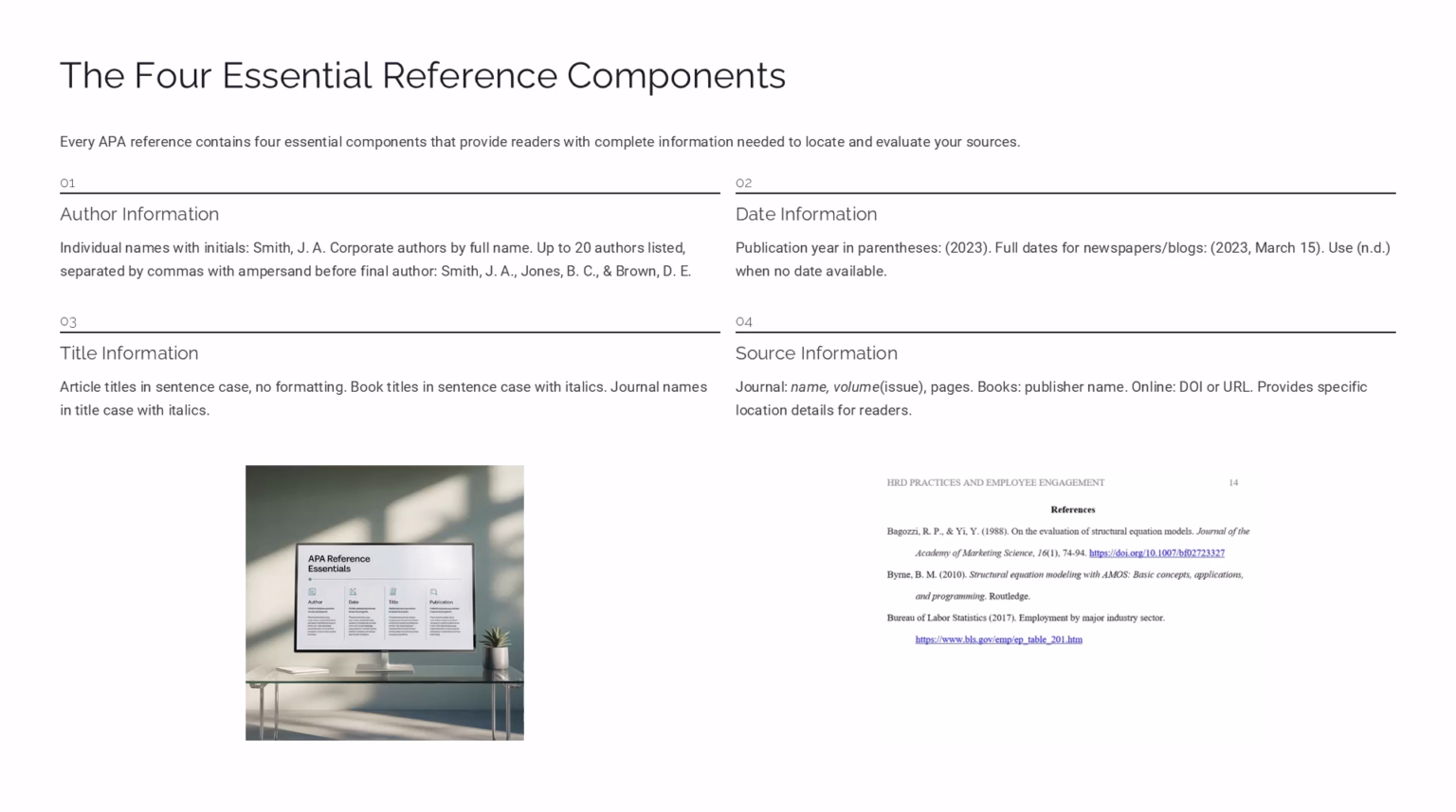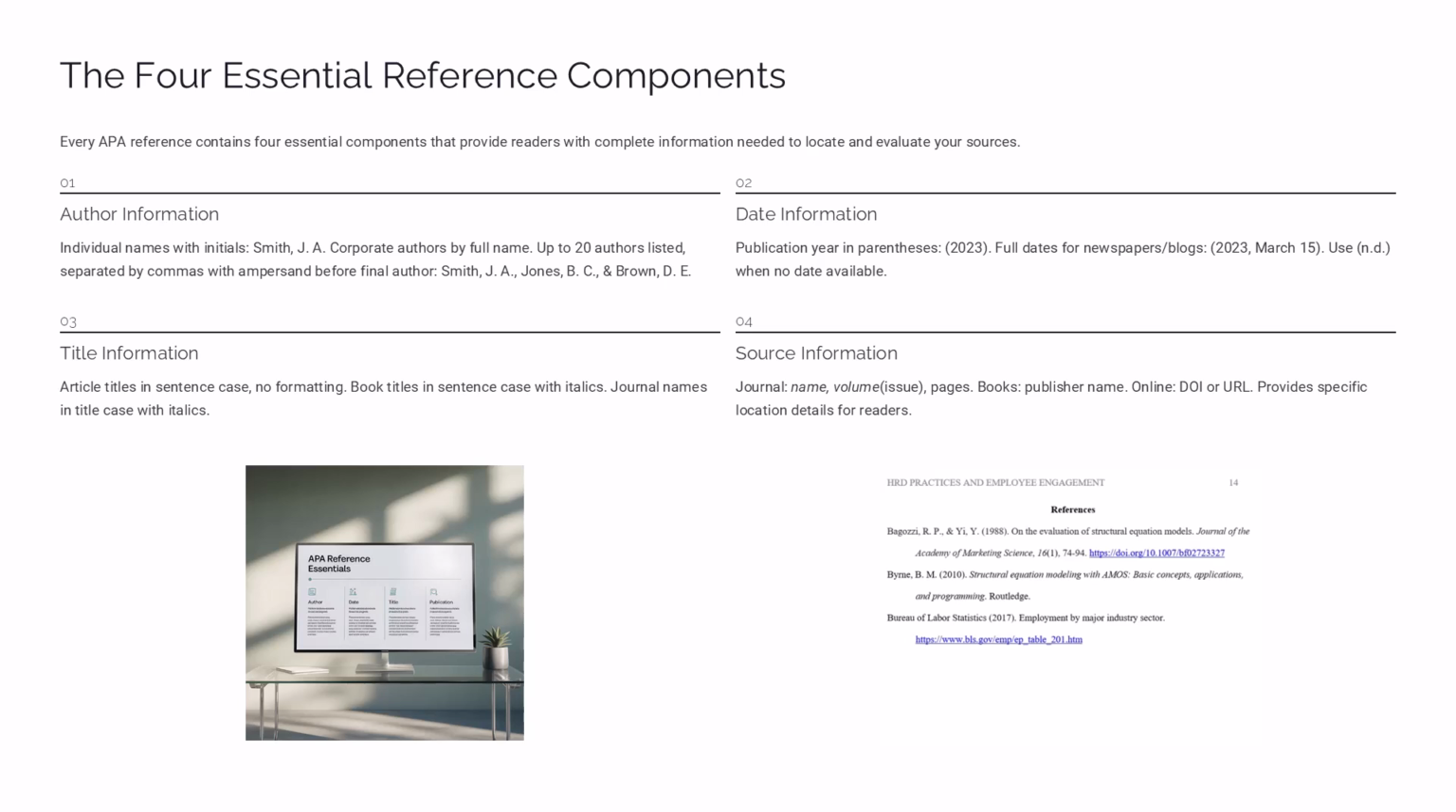information, which identifies who created or is responsible for the source. Author information can include individual names, multiple authors, corporate authors, or editors when no individual author is identified. The author component establishes the source's credibility and allows readers to evaluate the expertise behind the information.